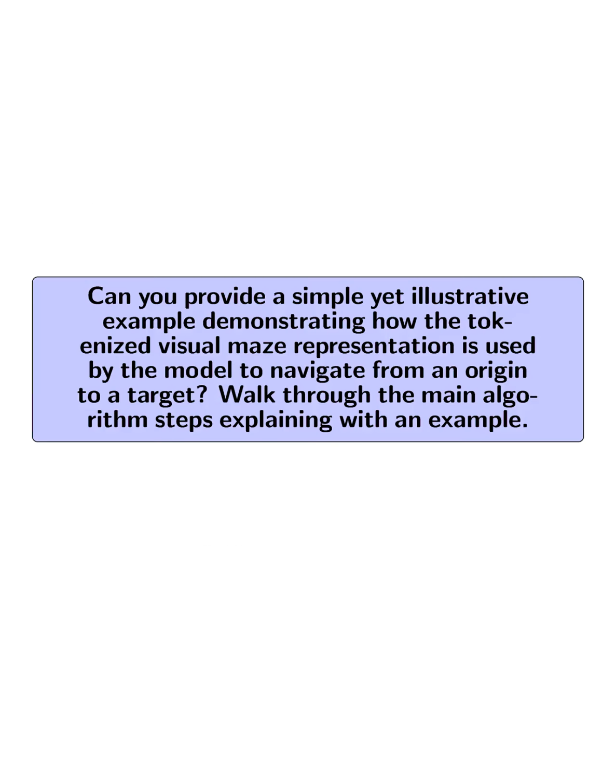Together, these stages enable the LLM to effectively learn and improve its ability to navigate mazes through a structured, step-by-step reasoning process. Can you provide a simple yet illustrative example demonstrating how the tokenized visual maze representation is used by the model to navigate from an origin to a target? Walk through the main algorithm steps, explaining with an example.